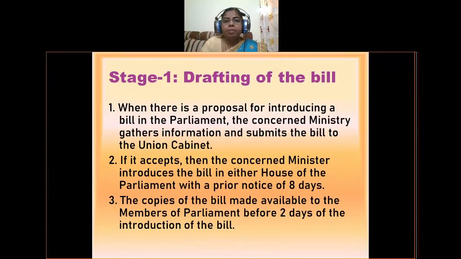So in the cabinet meeting, if the proposal of the introduction of the bill is accepted, then with a prior notice of 8 days, it can be introduced in either house of the parliament. The copies of the bill are made available to the members of parliament 2 days before the introduction of the bill. All the copies will be printed and supplied to all the members of the parliament 2 days before the introduction of the bill. So this is stage 1, that means drafting of the bill. Let us move to stage 2.